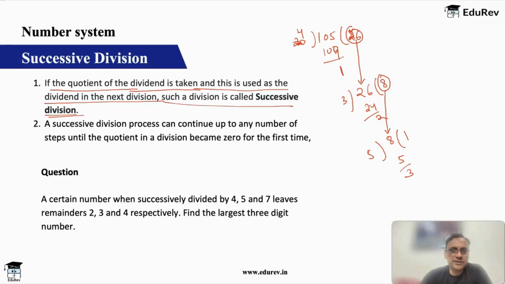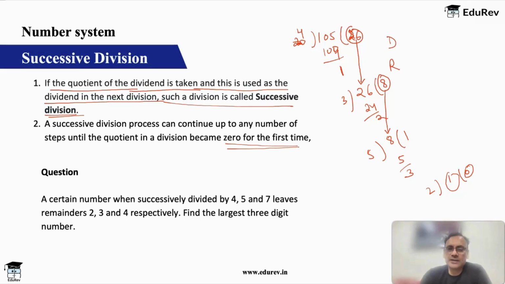And a successive division can continue up to any number of steps until the quotient in the division becomes 0 for the first time. So in fact, I have 1. I can still divide it one more time and I can say, okay, now this 1 is divided by 2. It will get divided 0 times and now 1 will be the remainder. So the quotient now becomes 0. So basically I have done division 4 times.